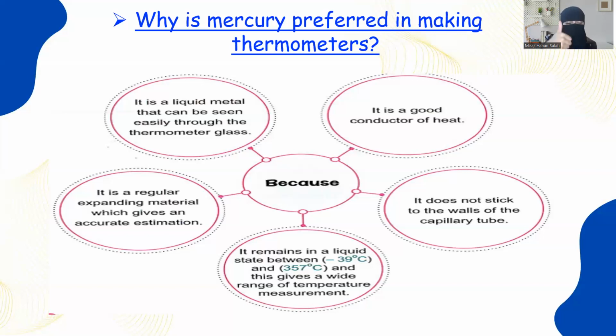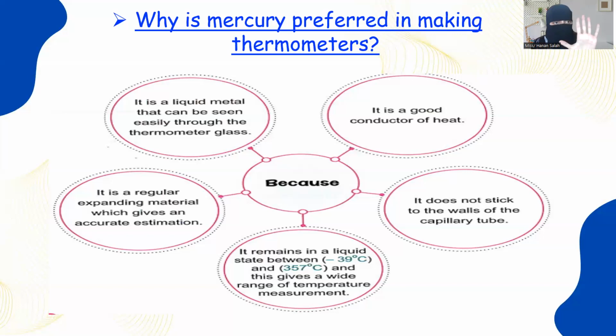Also, it's a good conductor of heat, so it can expand by heating and contract by cooling. So it's a regular expanding material. Number four, it doesn't stick to the walls of the capillary tube. So you can see the mercury go up and down without sticking to the capillary tube, so you can measure many temperatures by it.